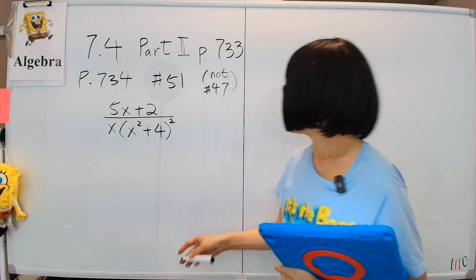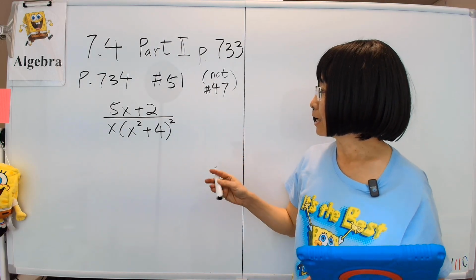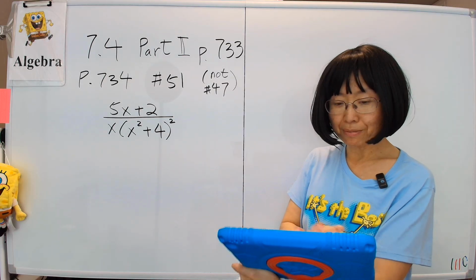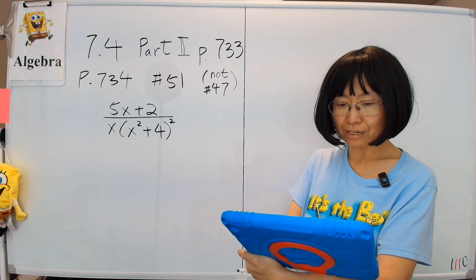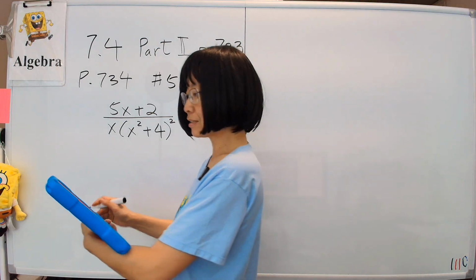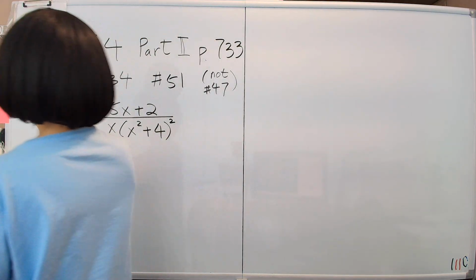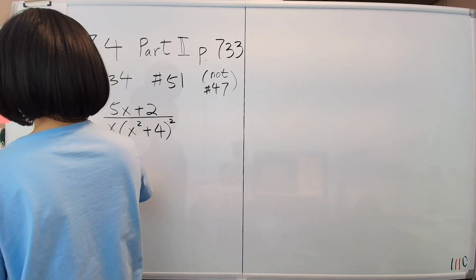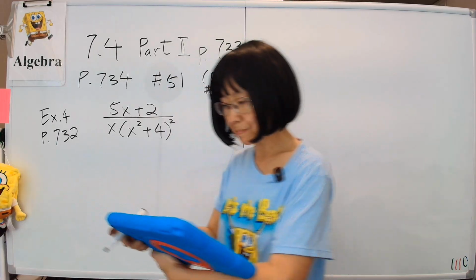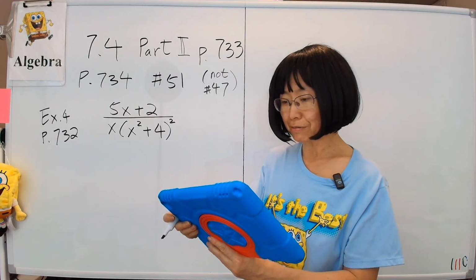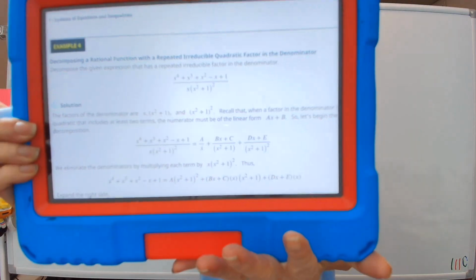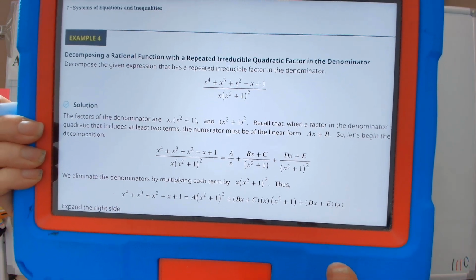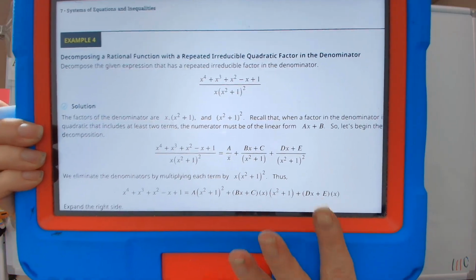So let's do problem 51, which, as you can imagine, please refer to example 4, which is on page 732. See example 4 on page 732, because they are the exact same kind of problem, that way we can do it exactly the same way. Here's example 4. As you can see, look at the denominator. It's almost identical, so we're going to pull the same trick.